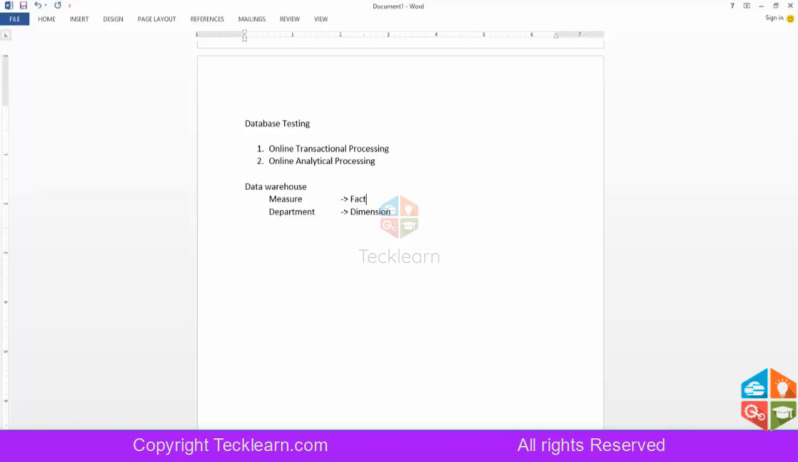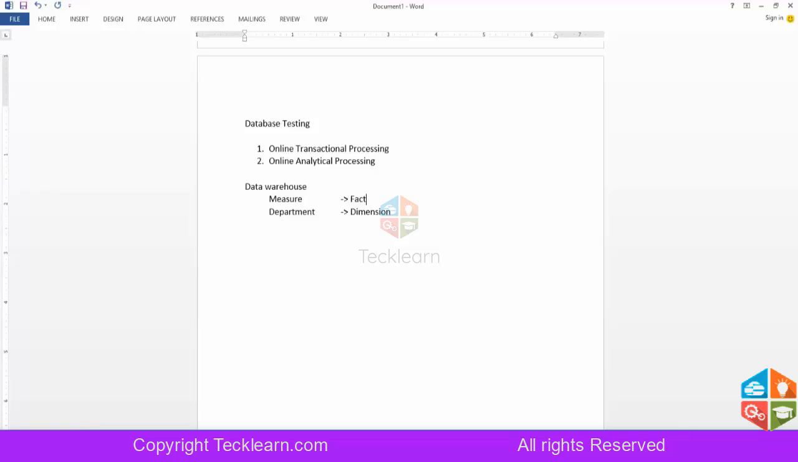Then the dimensions. These are the easier things. The dimensions, to simplify them, are the departments. Like if I have an organization, then there will be one finance department, one HR department, one sales department, customer department, employee department, products department. So I'll have different departments, and for each of them I will have dimensions.